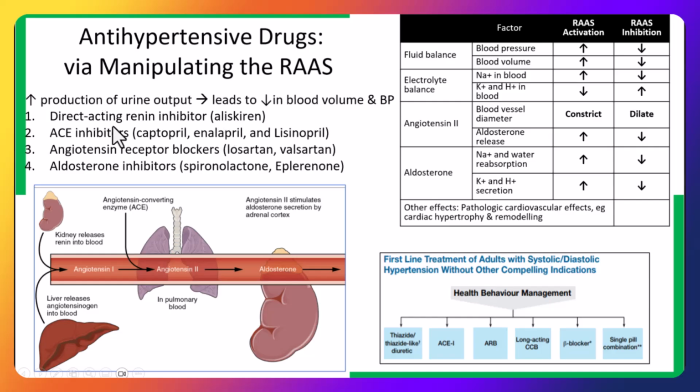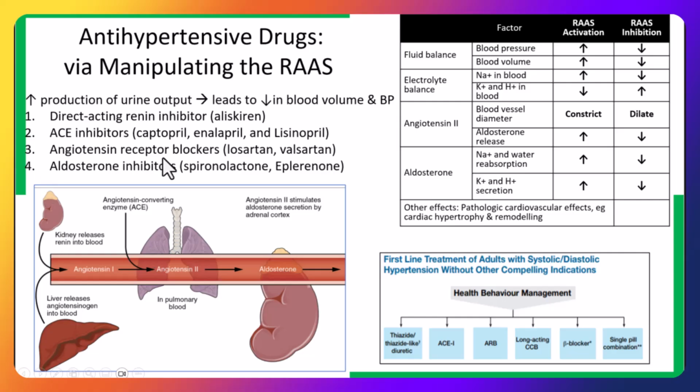Direct-acting renin inhibitor is going to block that very first step. So less angiotensin 1 is even going to be made. So we don't end up with that end result of vasoconstriction and sodium reabsorption. ACE inhibitors will stop the conversion of angiotensin 1 to angiotensin 2. So here we have ACE, which converts 1 to 2 at the lungs. We're going to block that step.